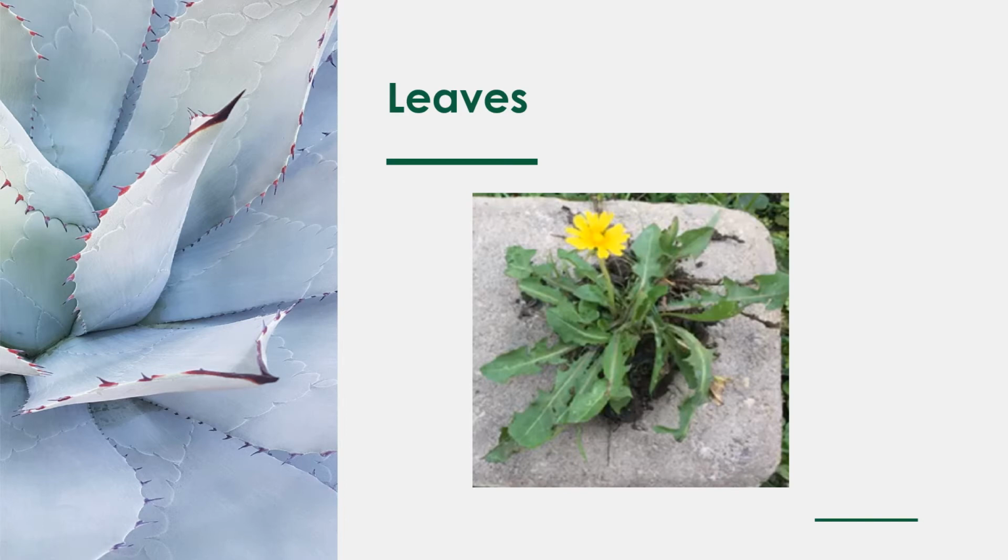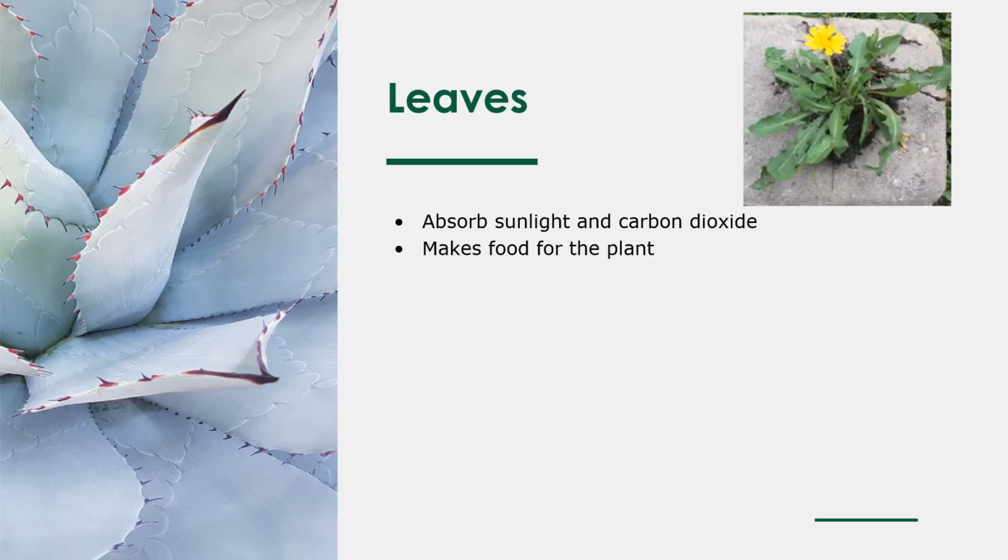What do you think leaves make? I'm going to give you a few seconds to think. Leaves absorb sunlight and carbon dioxide. They also make food for the plant. This means that the leaf is responsible for catching sunlight and allowing both air and water to enter the plant.